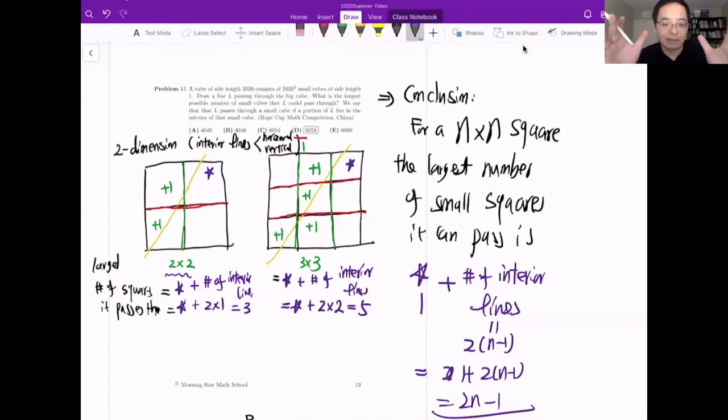Now, the next step is, can we extend this from 2D to 3D? Now, for 2D, as we just explained, we just look at those interior lines, horizontal or vertical.